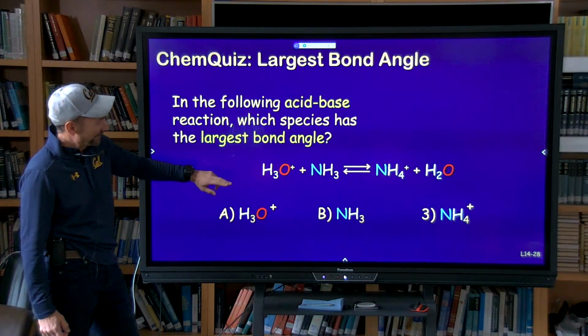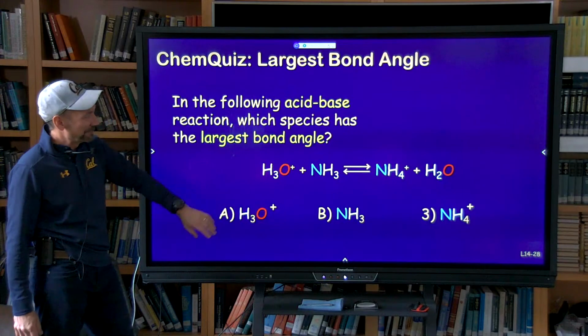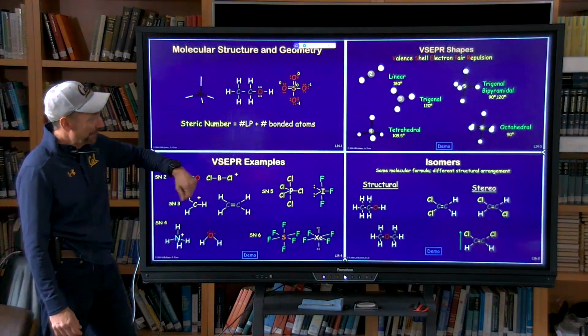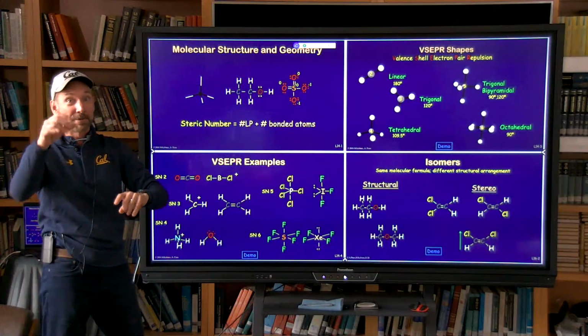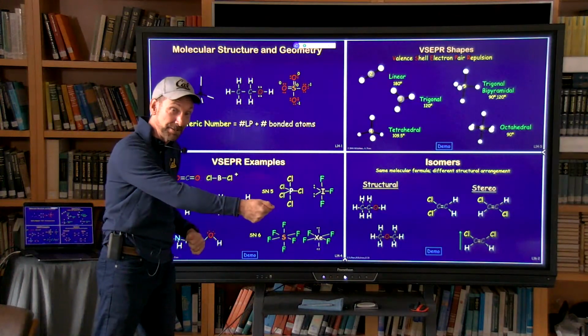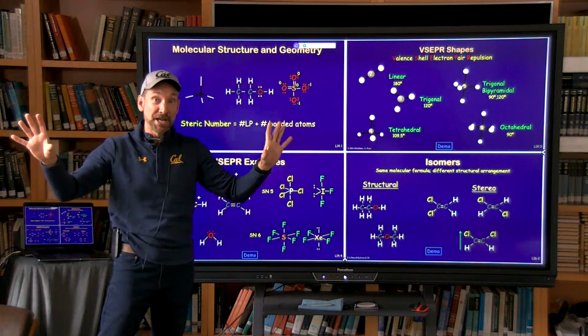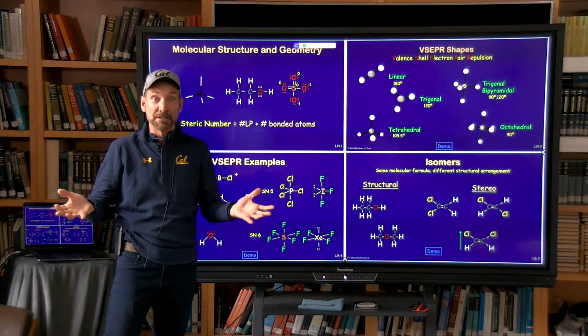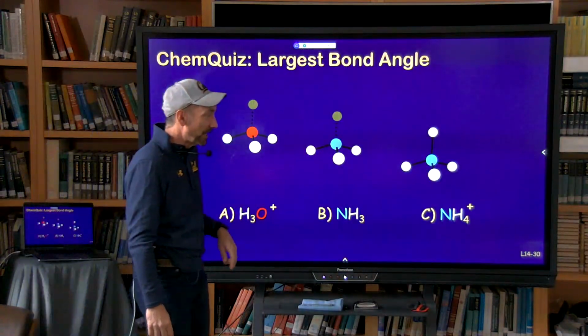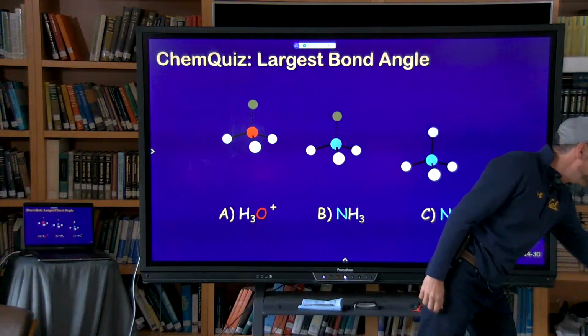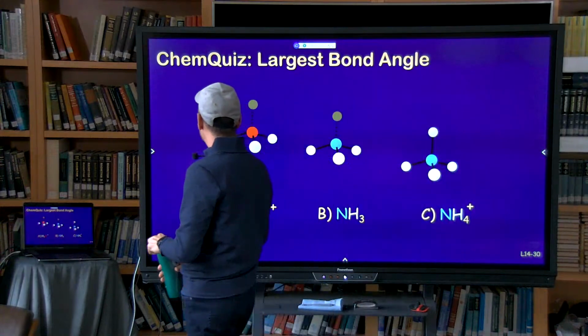So let's talk about this. And I think you know what you have to do. You have to draw Lewis dot structures. You have to get to the best one, then count lone pairs and bonded pairs, and get to a steric number. Once you're at a steric number, you know the shape, and then you can tell us what the bond angles are. So I'll just do that for you here. The steric number for all of them is 4.